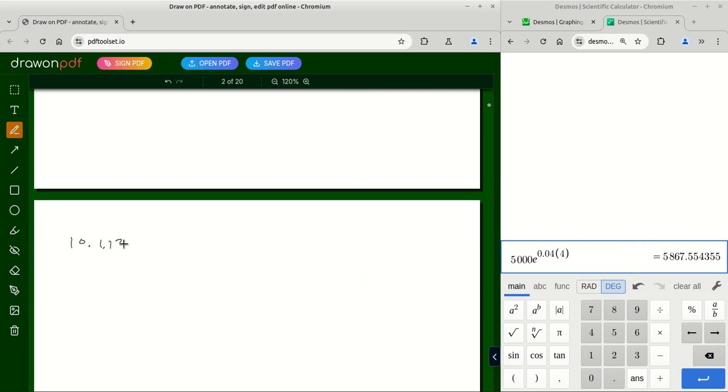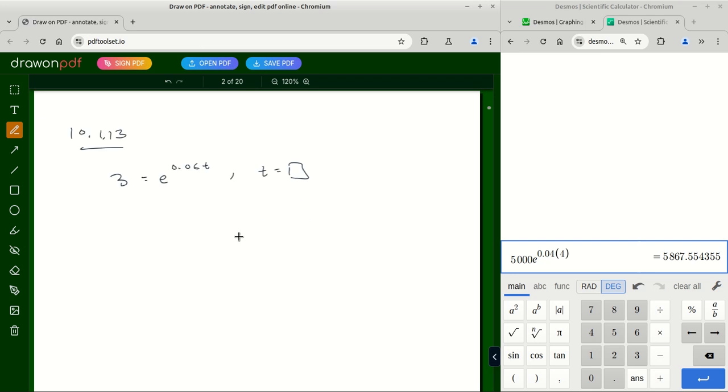So 10.1, number 13, we have 3 is equal to e to the 0.06t, and they say solve for t. That was it. Go ahead and figure that little equation out. I feel like some of these are a review of what you should already know, but I'm going to say that you don't know, because I don't know where you've come from and what you've had and what you haven't. So I'd rather just do it with you.